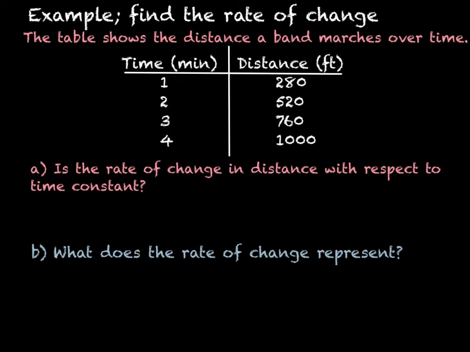So now the table shows the distance the band marches over time. So we're going to say the time in minutes and the distance in feet. So 1 minute, 280 feet. 2 minutes, 520, 3 minutes, 760, 4 minutes, 1,000. So here we're increasing by 1 every time.